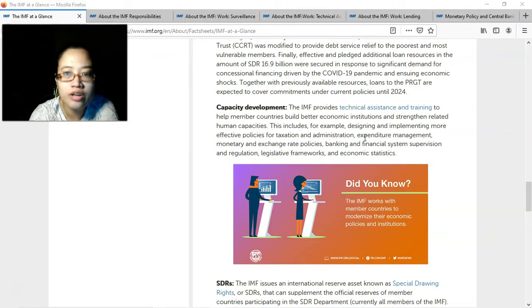This includes, for example, designing and implementing more effective policies for taxation and administration, expenditure management, monetary and exchange rate policies, banking and financial system supervision and regulation, legislative frameworks, and economic statistics. So anything to do with the financial system, anything that would affect the financial system, mostly anything related to economics.